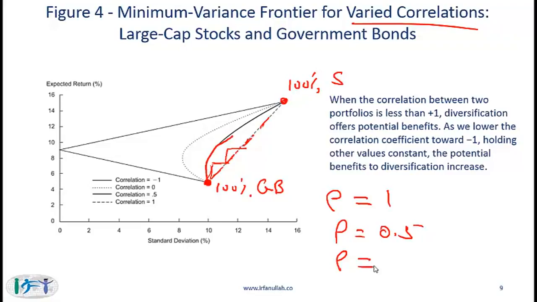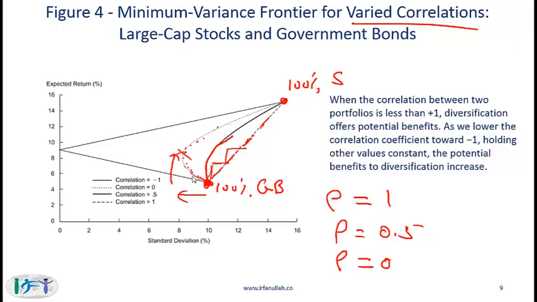As the correlation coefficient decreases, this dotted line now shows a correlation coefficient of 0. In other words, there is no correlation between the two asset classes. Then you have even more of a diversification benefit where you can get to a point like this where you have substantially reduced the risk and you are getting a much better return relative to this point.